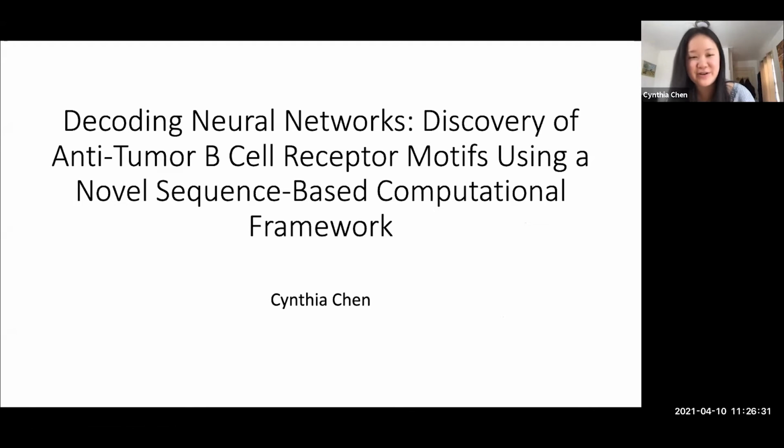I'm a current freshman at Harvard studying CS and statistics. And today I'll be presenting my project, which is titled Decoding Neural Networks, Discovery of Anti-Tumor B-cell receptor motifs using a novel sequence-based computational framework.